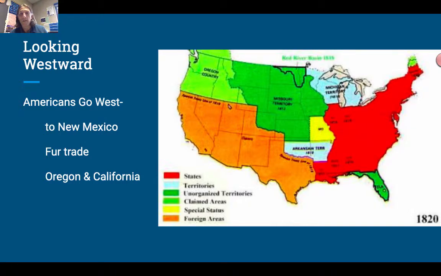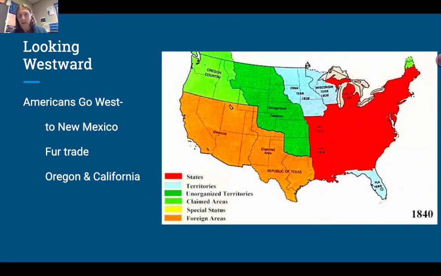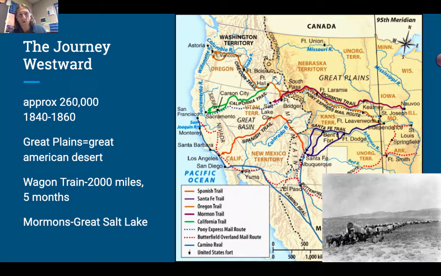And so what you're going to see is the United States, little by little, is going to grow. So here's the United States in 1820, 1840, and we're going to see how it's going to continue to grow from there.